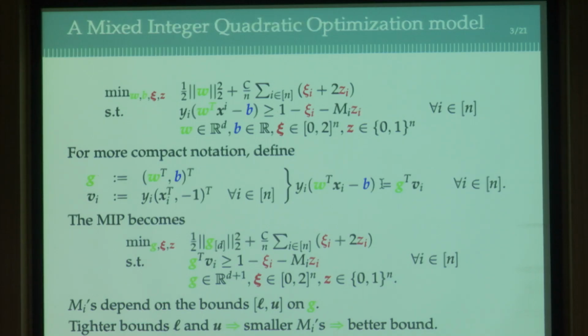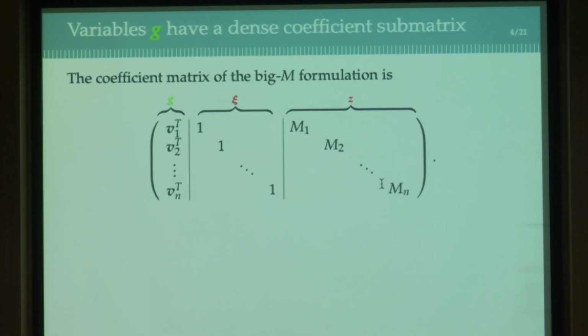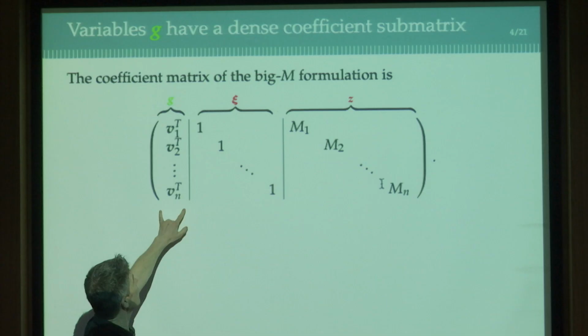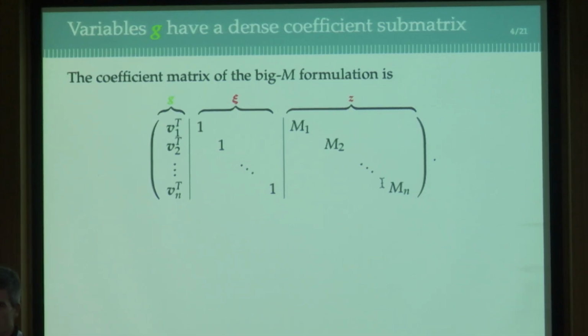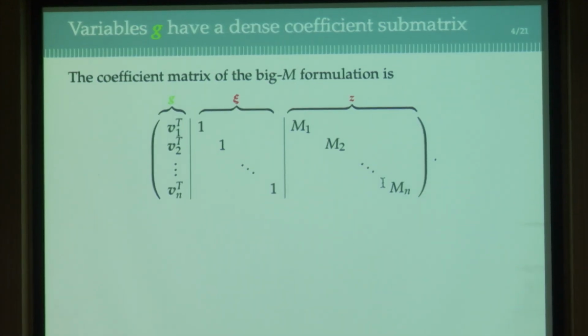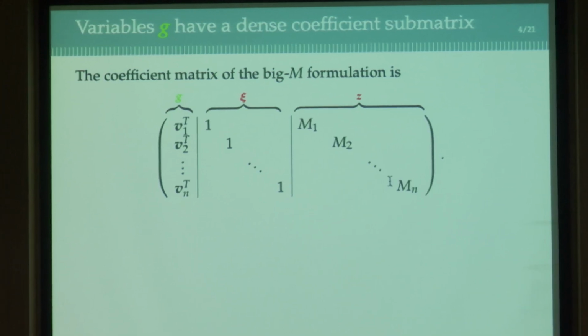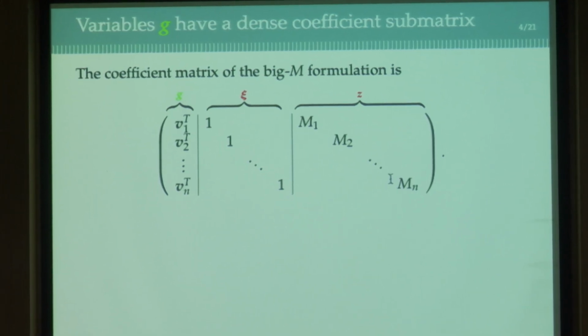I want to add a penalization term for it. Let me point out, because this is the crucial bit of the whole presentation, that M of I depends strongly on the bounds on G, because V is given, it's input. And you don't need to be a MIP expert to notice that the coefficient matrix has a very peculiar structure. It's very dense in the columns corresponding to G, because those are all my points. They can also be sparse, but in general, I can anticipate that they can be dense.